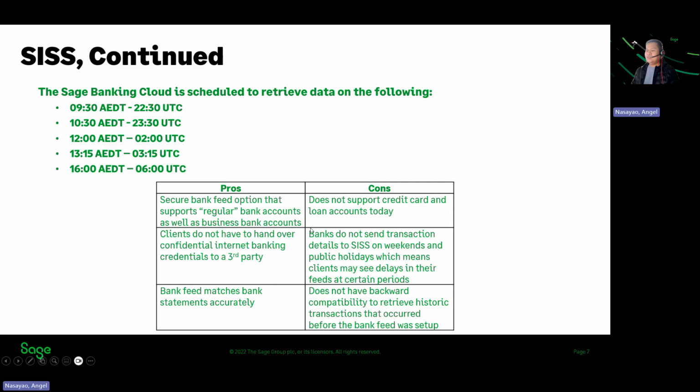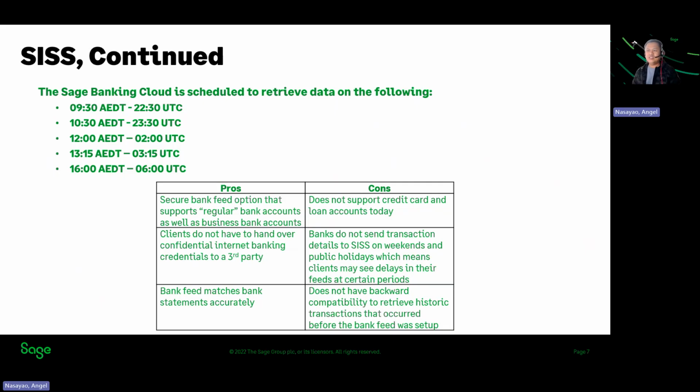And the benefit of connecting through SIS is that the bank feed matches your bank statements accurately, because as we mentioned, only the finalized or cleared transactions are taken by SIS and eventually retrieved by the Sage Banking Cloud to be used for bank reconciliation. But it does not have any backward compatibility to retrieve historic transactions that occurred before the bank feed was set up. So if you request it today, it may take about 10 banking days.